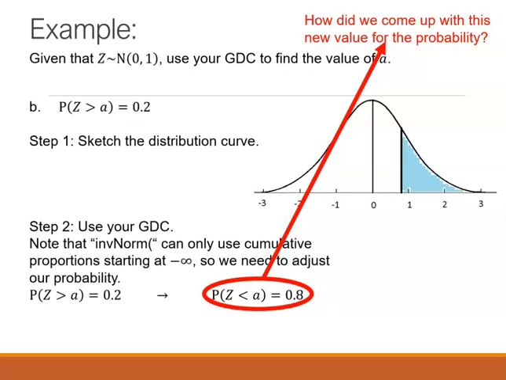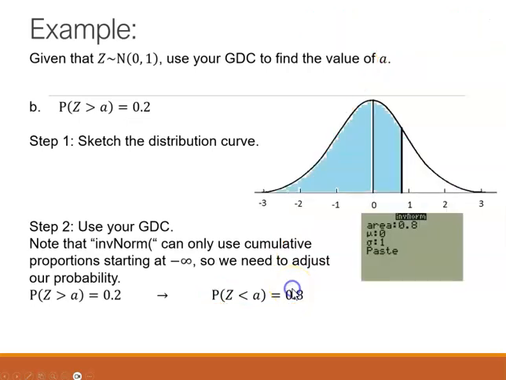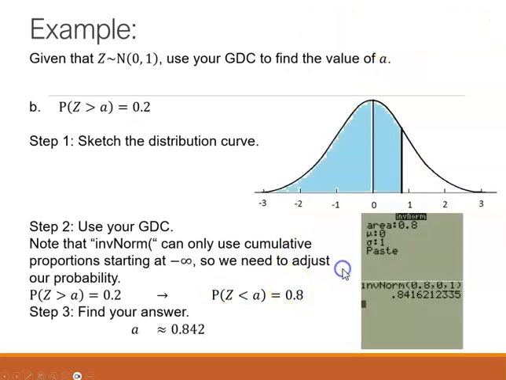Is everybody okay with how I got to that new probability? If I'm going to flip the inequality, I have to subtract my probability from 1. So if I do that, I get about 84%. Or I'm sorry, a is about 0.84, which looks like about my estimate, right? So far, so good.